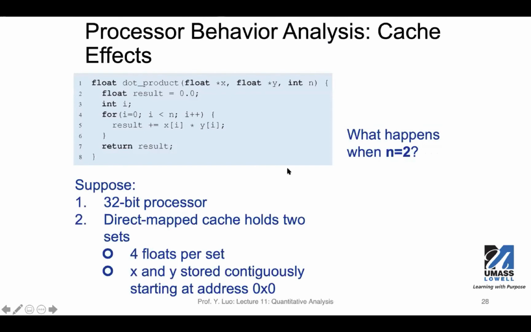So our question earlier was, for this program, what happens when n is 2? When n is 2, we're talking about 2 floating point numbers for X, that means X0 and X1, and the same thing for Y, 2 floating point numbers in this array Y. So we have Y0, Y1. In total we have 4 floating point numbers, and they take 16 bytes.